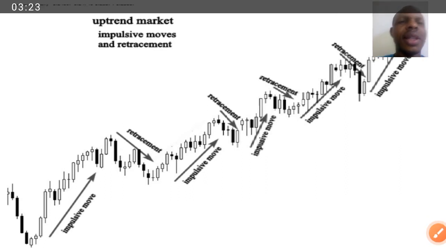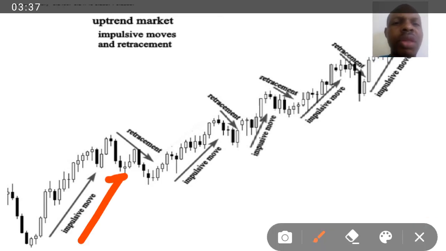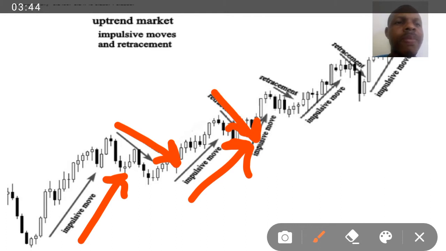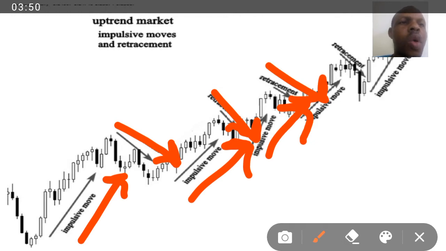Now look at this. This is an uptrend. And see the move. See, impulsive move, retracement. Impulsive, retracement. Impulsive, retracement. Impulsive, retracement. So, market price does not move in one direction. So there is impulsive move, which is the move in the direction of the trend. Then there is retracement, or you can also call it pullback.